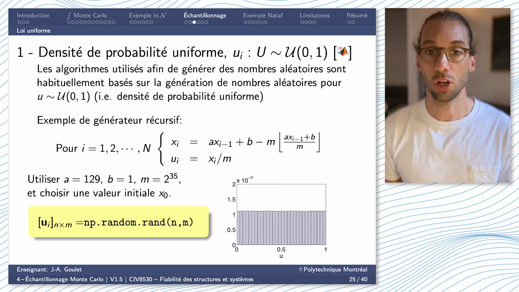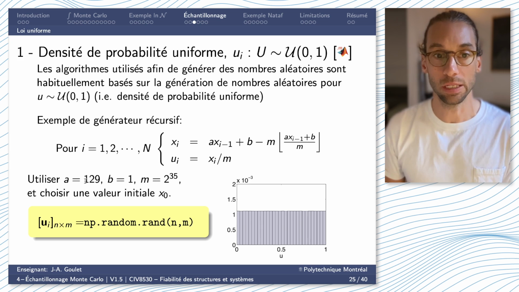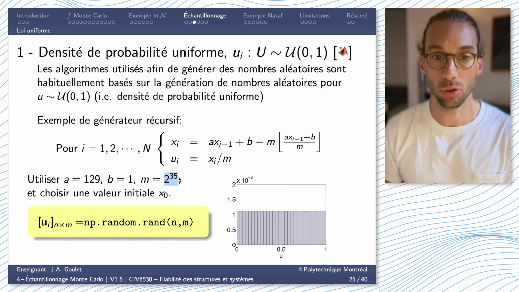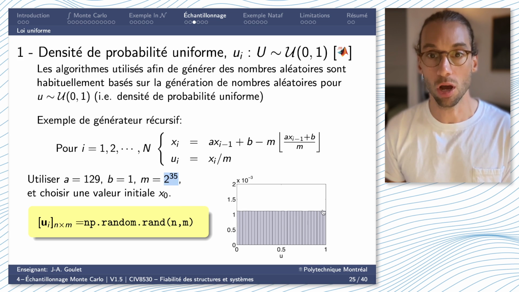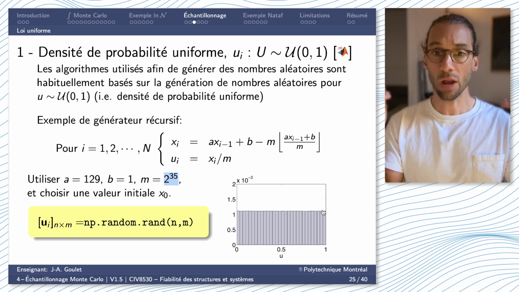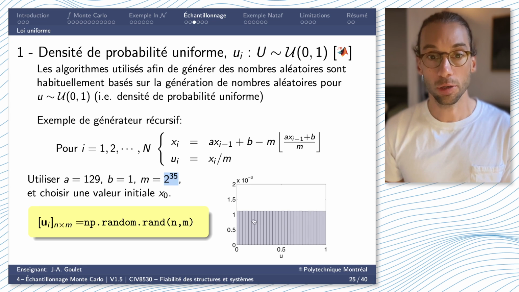And we're going to do this for a large number. So in this case, a could be, say, 129, b 1, and m a very large number, in this case 2 to the power 35. And if we generate a large number of samples and draw the histogram, we can see our samples are indeed uniformly distributed.